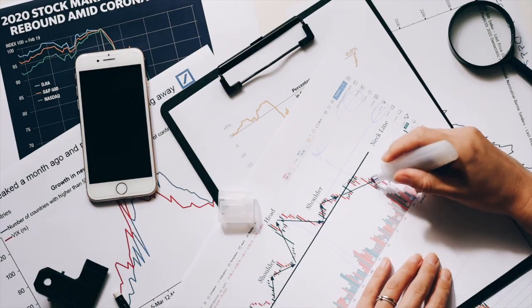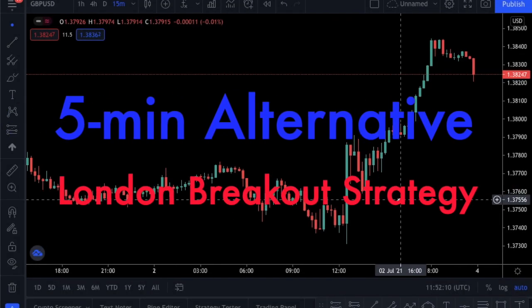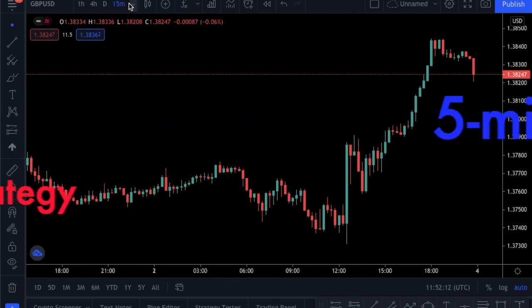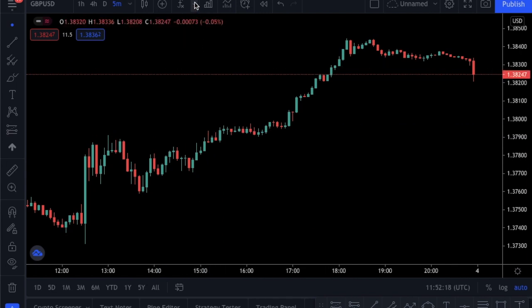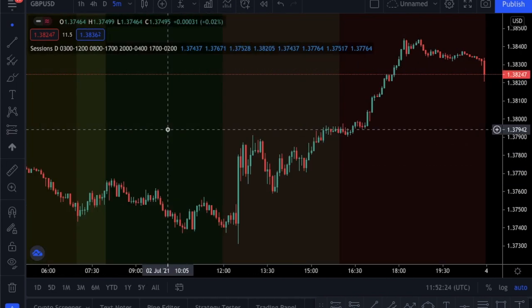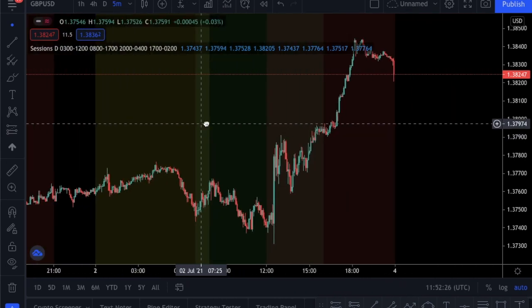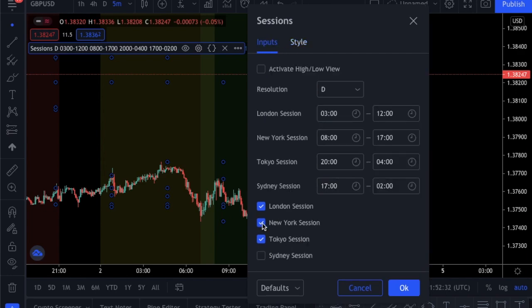Let's start with our first strategy. Well, our first strategy is a scalping strategy. Actually, both of the strategies are. So, the first thing we will do is change the time frame to 5 minutes. Just like the regular London Breakout Strategy, we will just use London and Tokyo sessions. So, I am going to open settings and disable the New York session.